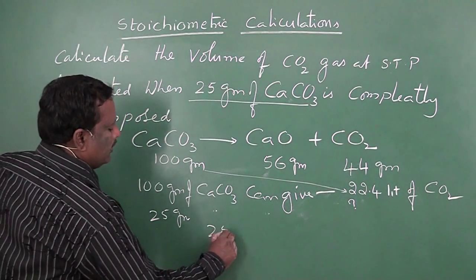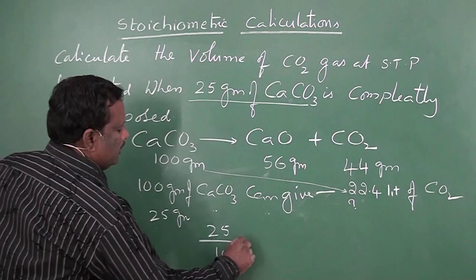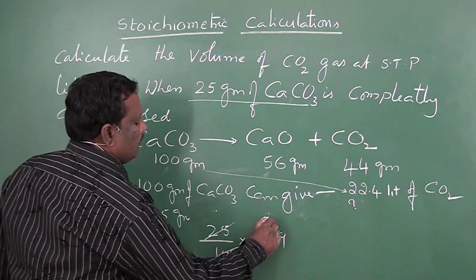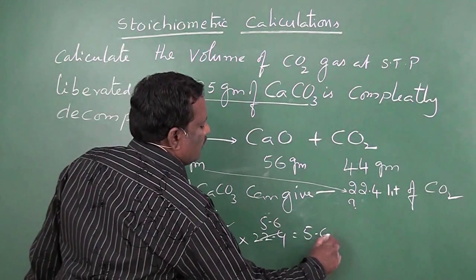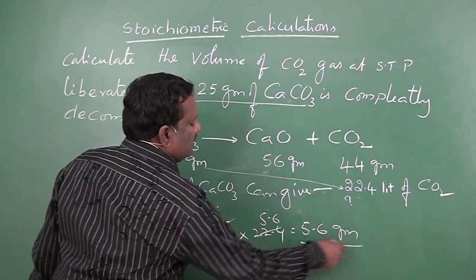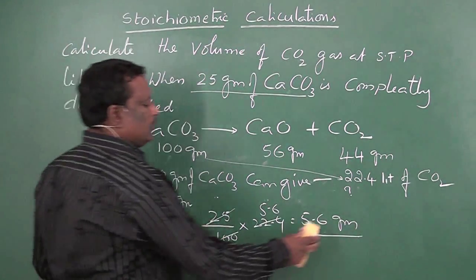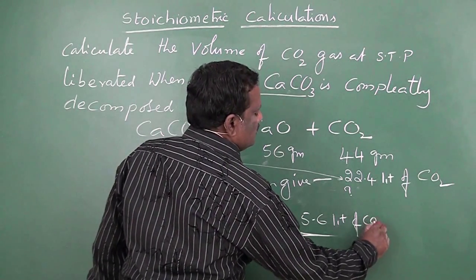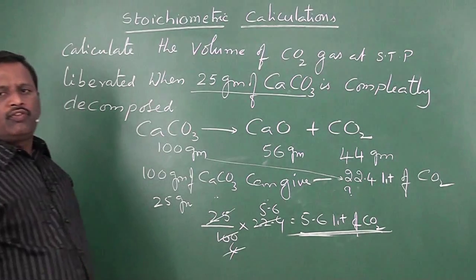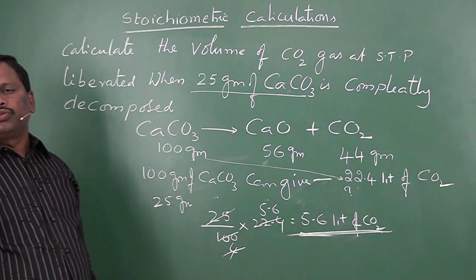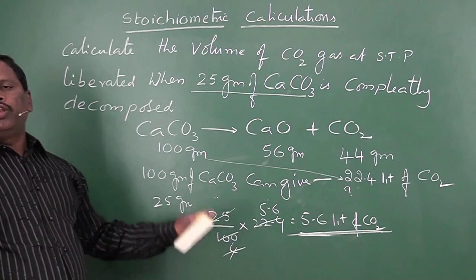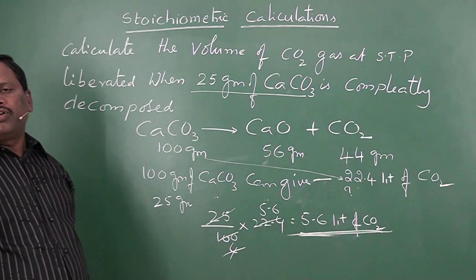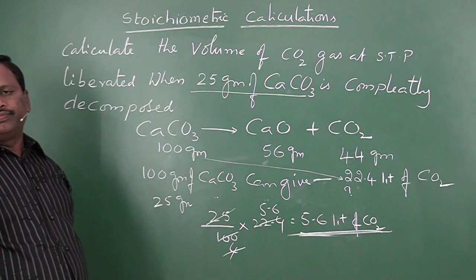So 25 by 100 into 22.4, 25 4 times 100, 4 here, 5.6. So from 25 grams of CaCO3 on complete decomposition, you are going to get 5.6 liters of CO2. That is the volume of CO2 that is liberated in the complete decomposition of 25 grams of CaCO3.